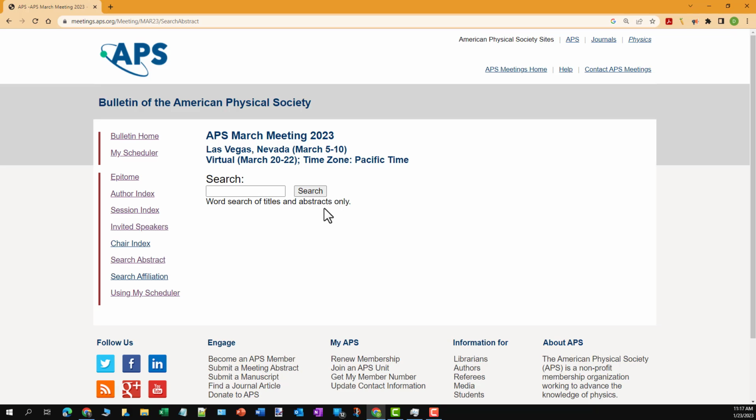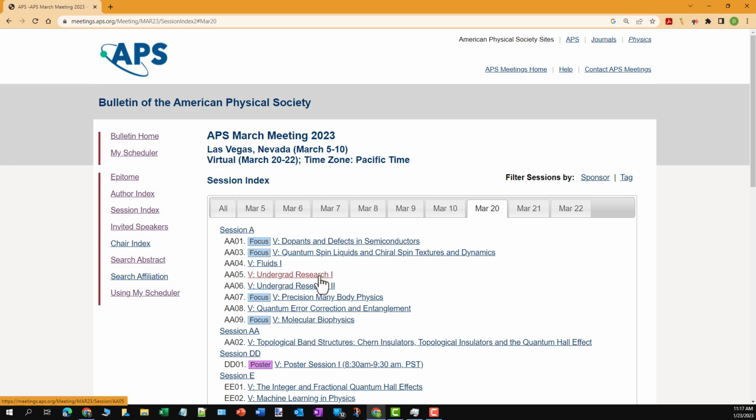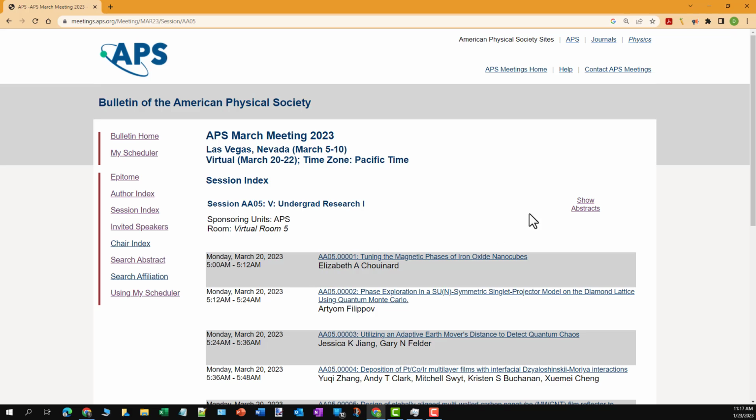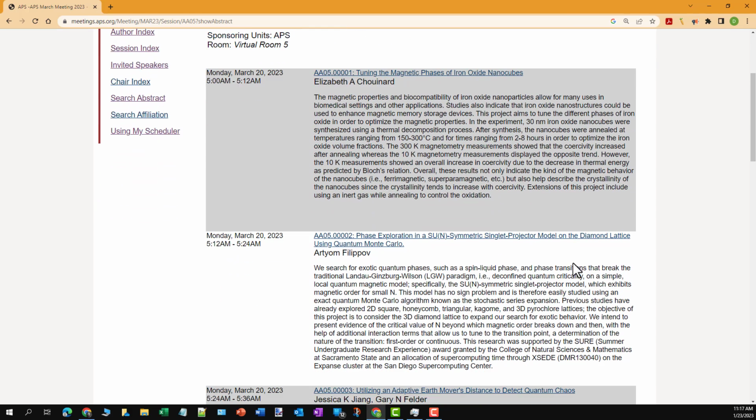Notice that the search looks only at the titles and abstracts. If we go to the listings for a particular session, we can choose to see the listings of the talks during that session. Think of an abstract as an advertisement to get people to come to your session, visit your poster, or read your paper.